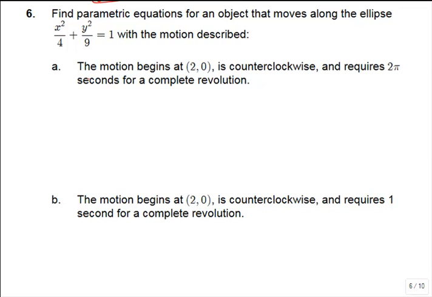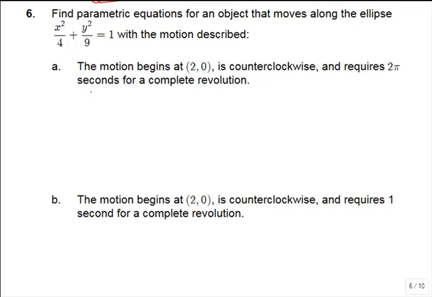All right, the next example. Find parametric equations for an object that moves along the ellipse x squared over 4 plus y squared over 9 equals 1 with the motion described. So for this first one, we want our motion to begin at (2, 0) and be counterclockwise and require 2 pi seconds for a complete revolution.